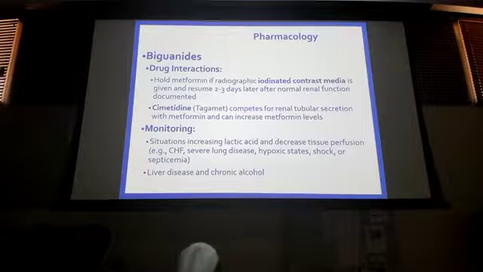Monitoring, pretty important here. Again, this drug's typically a low threat. However, some of the bad things that happen can be really bad. So you're increasing lactic acid, you can decrease tissue perfusion, and that can lead to some pretty severe problems if it's not noticed or monitored. And like we've talked about in other classes, diabetes can mask a lot of other symptoms, so it might cause a delay until the problem is pretty dire. And then again, liver disease and chronic alcohol, you should always encourage healthy habits with your patients.